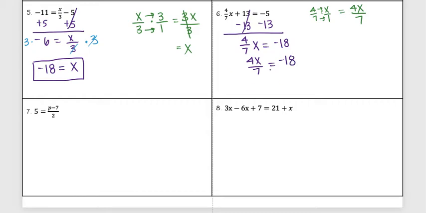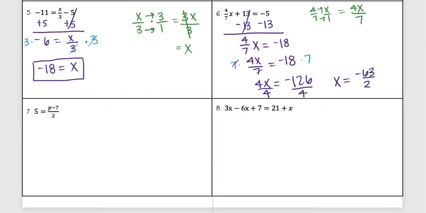Well, now I can just do what I was doing before. So to undo that division, like I did on this side, I can undo the divide by 7 by multiplying by 7. So those cancel out. So I get 4x is equal to negative 126. And then to undo that multiplication, just like we've been doing, I'll divide by 4. And so I get that x is equal to negative 63 over 2.